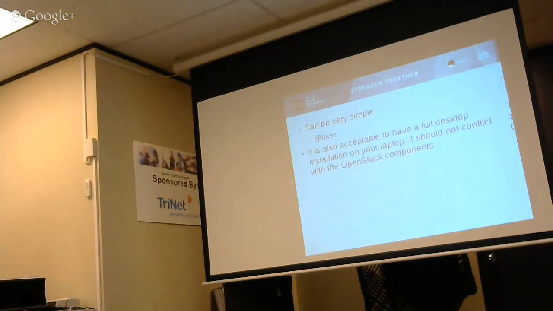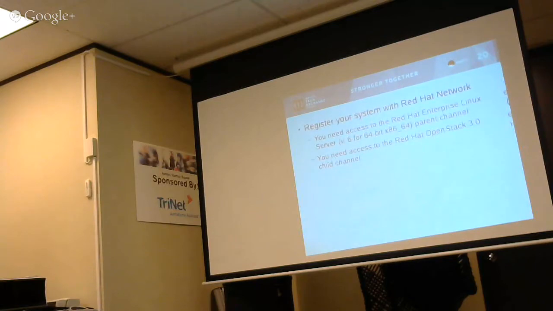Now, you can do a super simple installation of Red Hat Enterprise Linux. When I did my Kickstart, I just did the base package group. So it's just the core functionality to get the thing up and running, no graphical user interface, super, super simple. In my case, I registered my systems with Red Hat Network. If you're going to be doing this off of RHN, then you need to register to the RHEL parent channel, Red Hat Enterprise Linux Server, and then also the OpenStack 3.0 child channel. That is Grizzly.